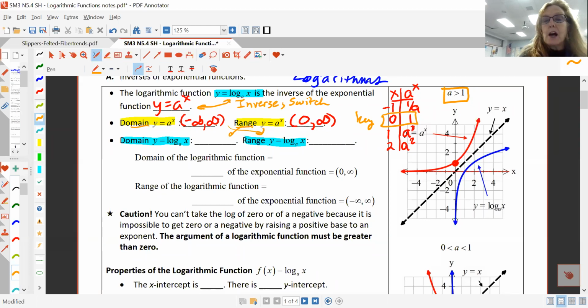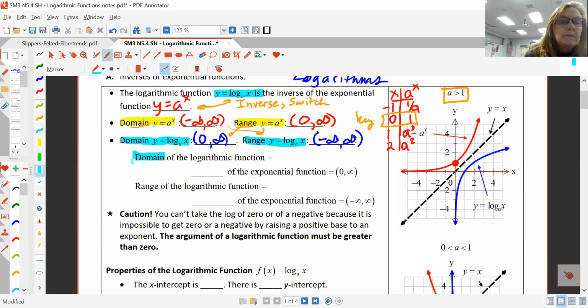So the domain for the logarithm, and that's the blue graph, is 0 to infinity. And the range for the logarithm is -infinity to infinity. So that's your default, okay? Domain is restricted and range is not. So the domain of my logarithm is the range of my exponent, and the range of my logarithm is the domain of my exponent, okay?